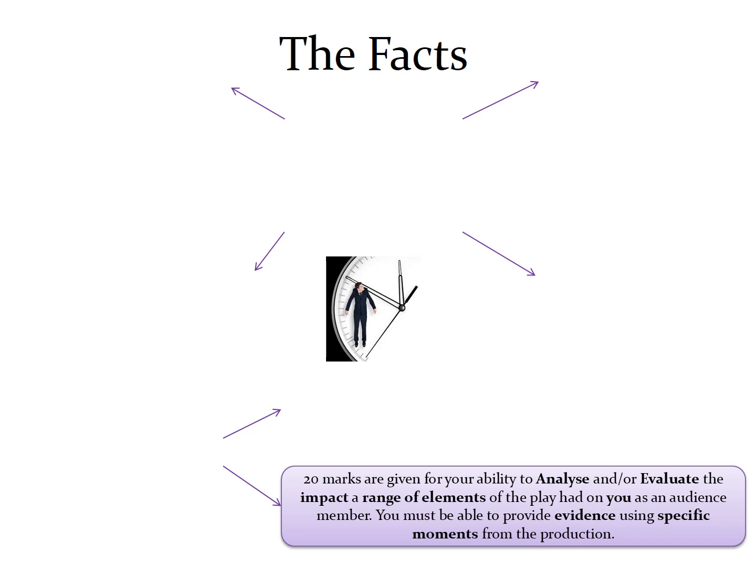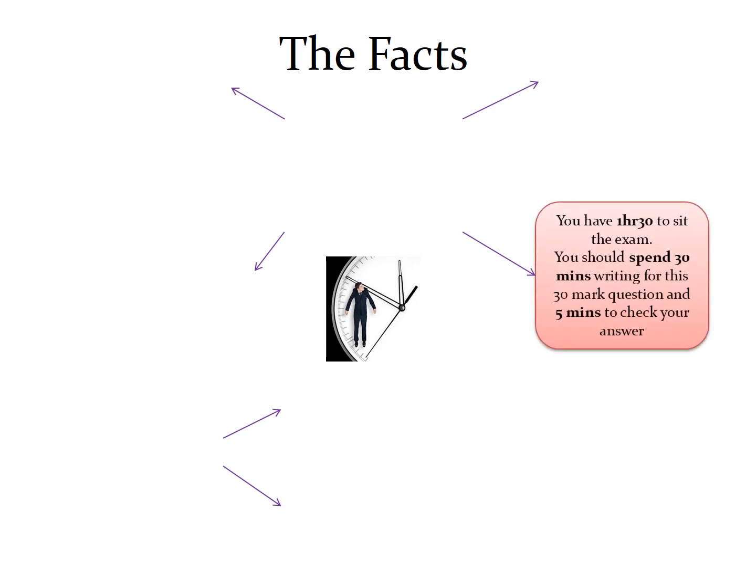So the impact on the range of elements that the play had on you as an audience member. And you must use specific examples and moments from the production. That is just absolutely key. So don't forget to do that as well. You've only got 35 minutes for this question.